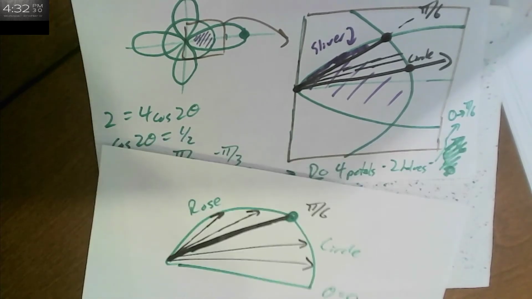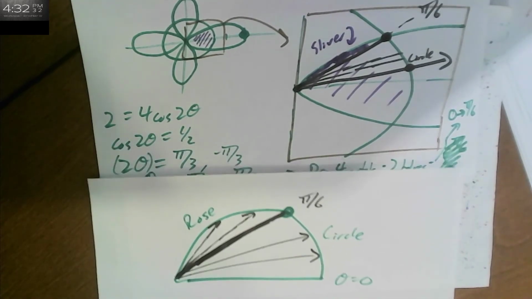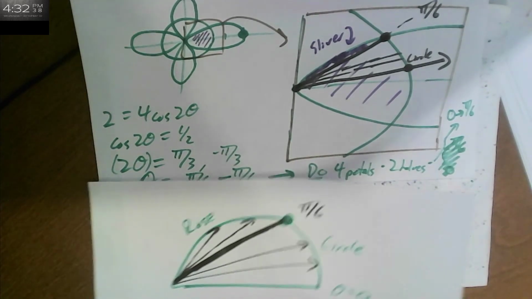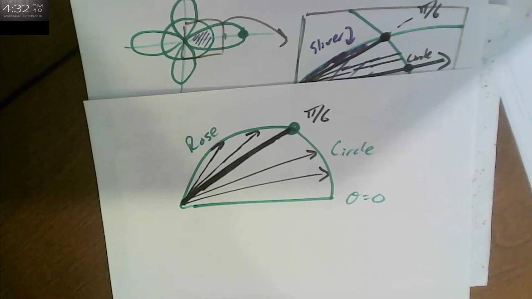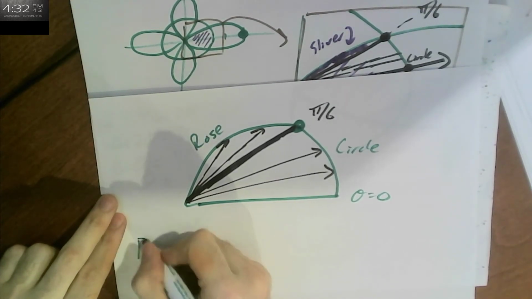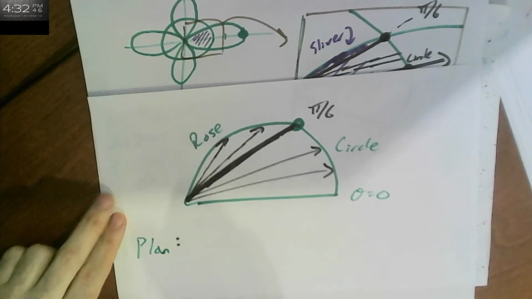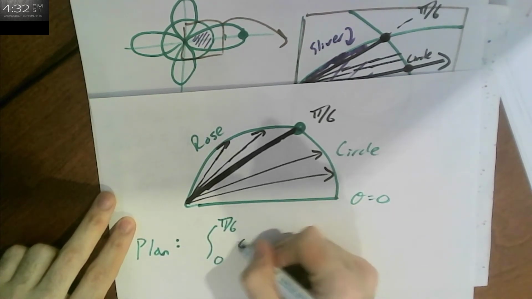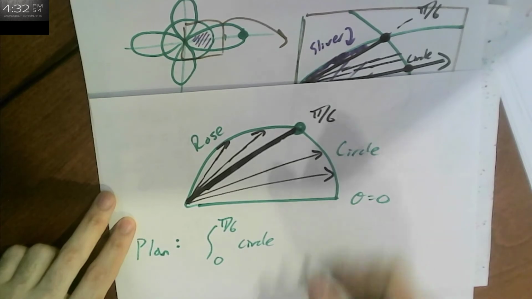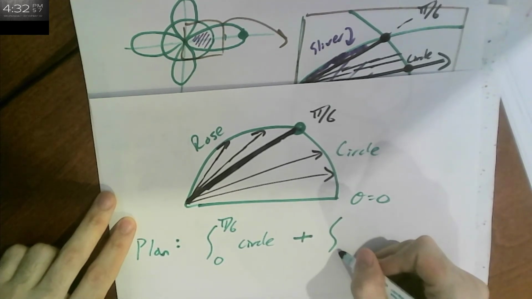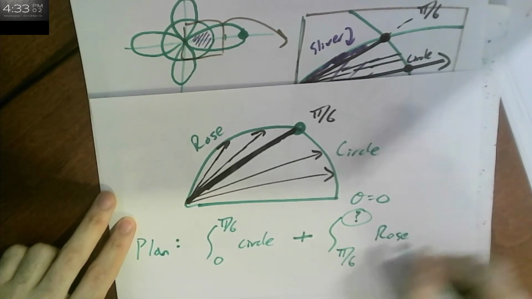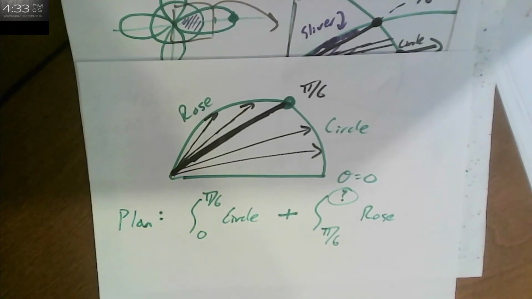So we're not actually doing 0 to pi over 6. That wasn't quite right. We did need the intersection. We needed to know where we switch from the circle to the rose. So now we can get our plan, right? From drawing the radii, we can get our plan. We're going to do an integral from 0 to pi over 6 for the circle. And we're going to add to that an integral from pi over 6 until we've got to figure it out, of the rose. Let me capitalize circle there too. Here's our plan.